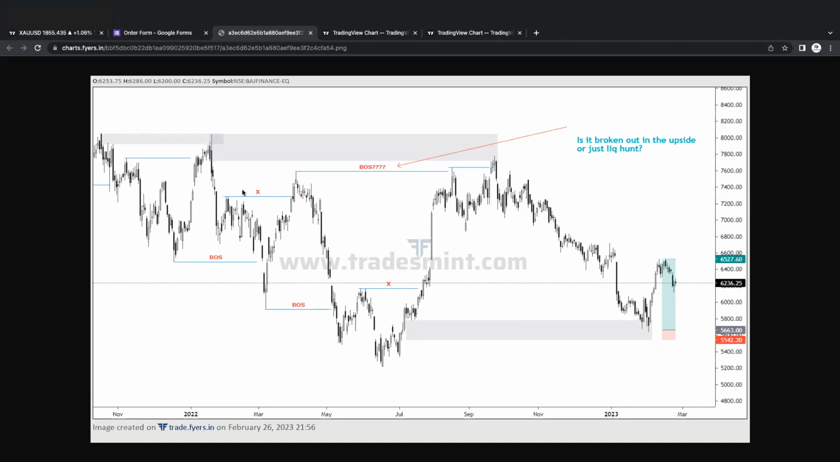Okay, break of structure, taken out the inducement, push downside. All right, taken out the inducement and pause. No sir, this is not a pause. This is just a liquidity sweep here. Okay, so in the first attempt, this is just a liquidity sweep.